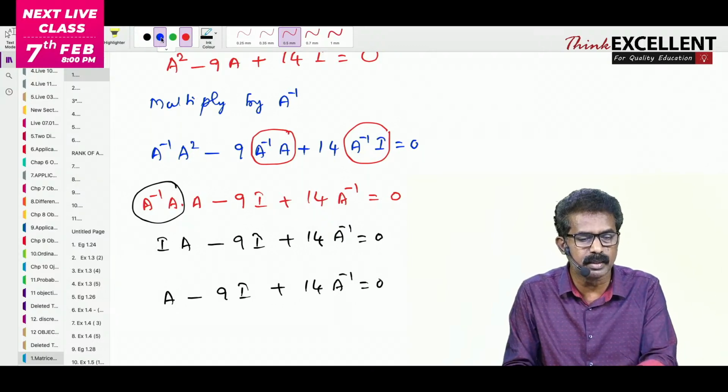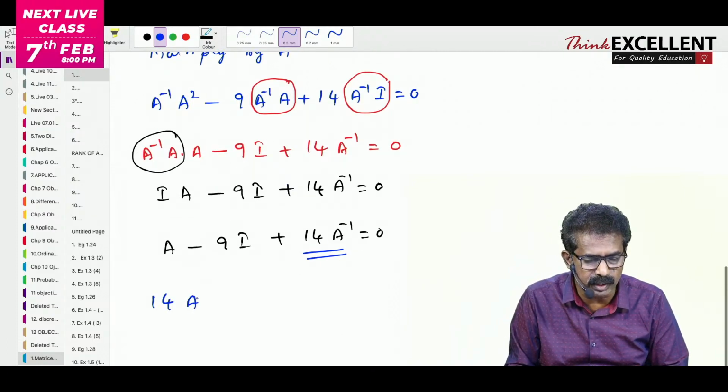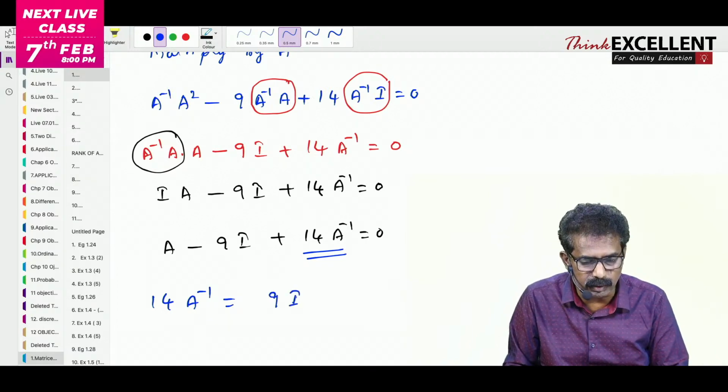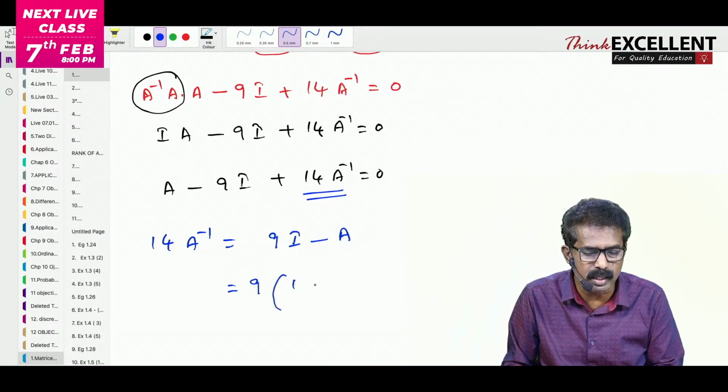Now with this result we can find A inverse. So keep this term here. 14A inverse is equal to minus 9I. Take it to the right side. Plus 9I comes, and when A goes to the right side it becomes minus A. First you find this value. That is 9 into I, which is 1 0 0 1.